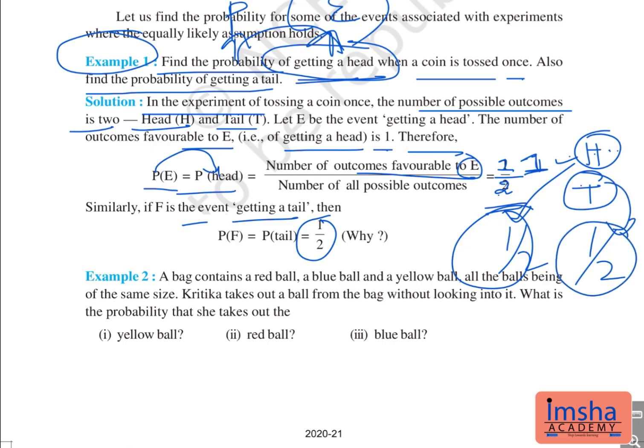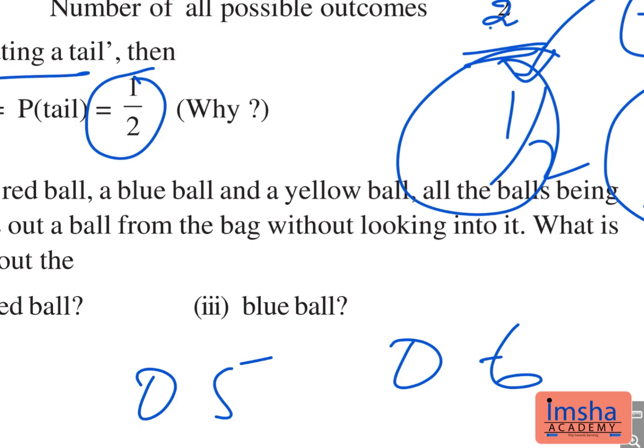Remember one more thing: the total probability is always 1. If you are getting 1.123, that is a wrong answer. The probability can be 1, 0.5, 0.6, like this you can get in the answer, but not 1.2 or 2, like that.